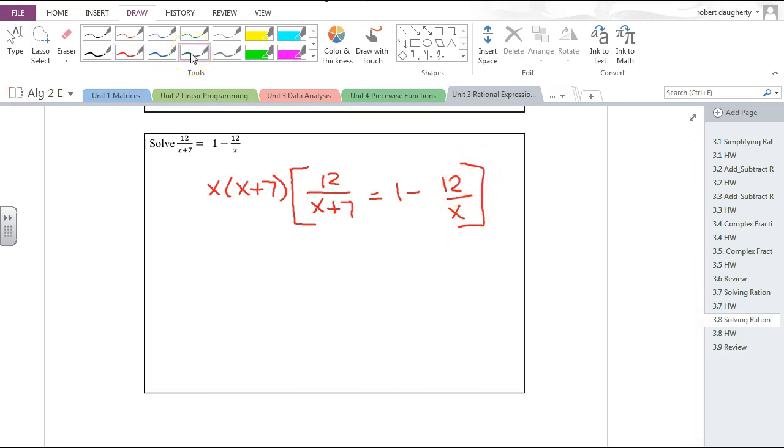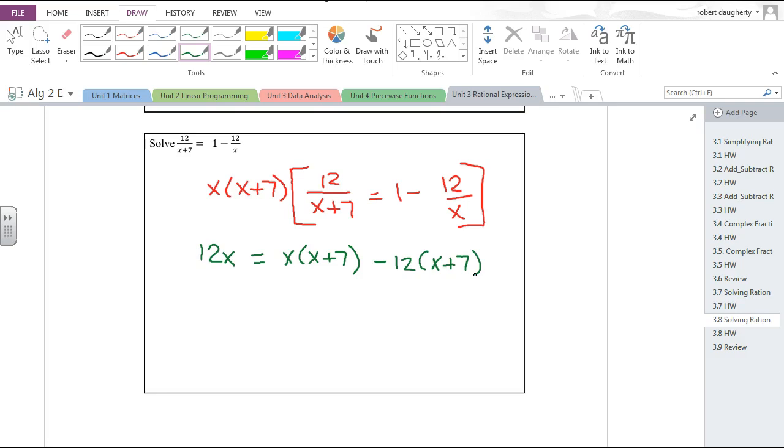So what happens when I multiply the first term by x plus 7? What do I get? What's x plus 7 times 12 over x plus 7? 12x. Okay, that's the first term. Equal. What is 1 times x plus 7? Yeah, that's x plus 7. What is negative 12x times x plus 7? That's minus 12 times x plus 7.